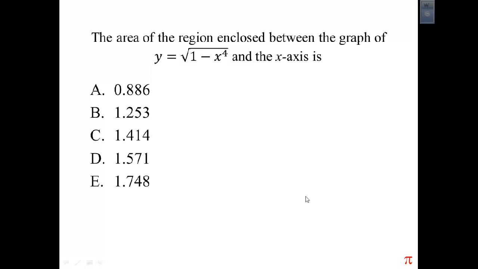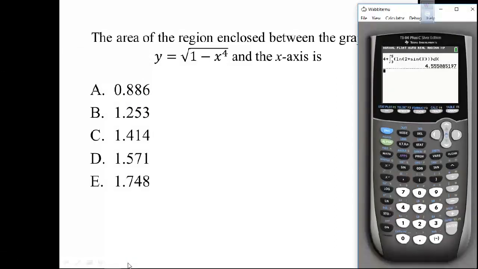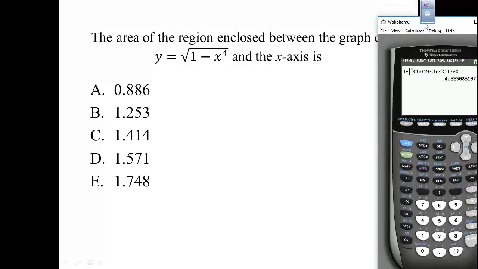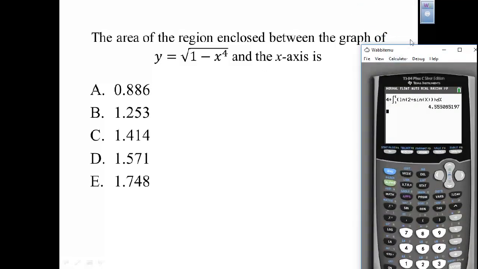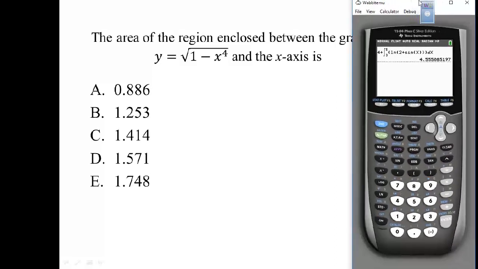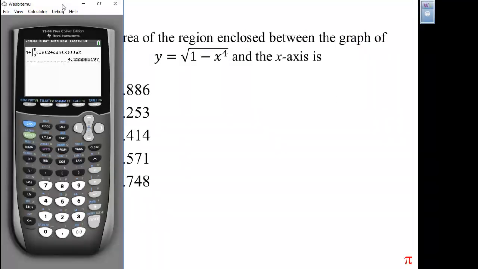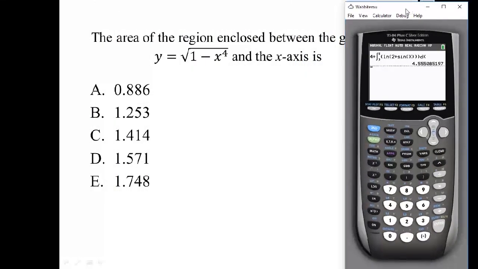All right, the area of the region enclosed between the graph of y equals the square root of 1 minus x to the fourth and the x-axis is what? All right, so we're going to use a calculator again. Let's go ahead and pull our wabbit up. And we're integrating this thing, but we're going to have to actually find what part we're using. So between the graph and the x-axis, I don't want that over there, I want it over here. So we're going to have to graph this.